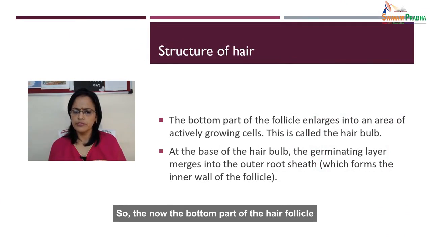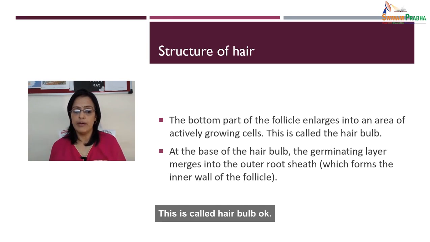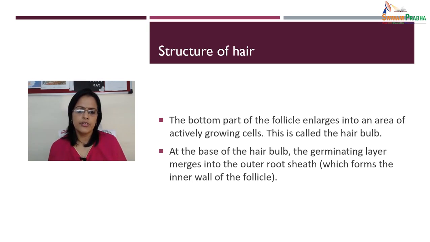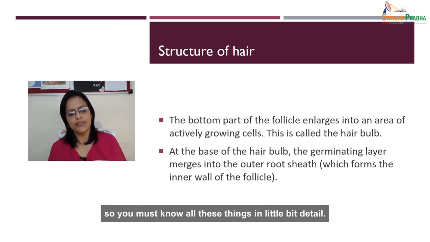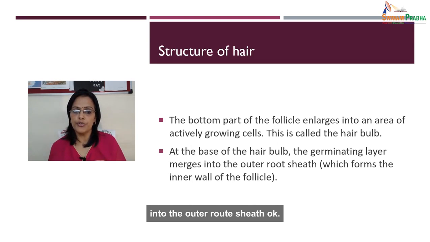Now the bottom part of the hair follicle enlarges into an area of actively growing cells. This is called the hair bulb. All these terminologies you must know, because when you draw the diagram of hair, you will label all these things, so you must know them in a little bit of detail. At the base of the hair bulb, the germinating layer merges into the outer root sheath.